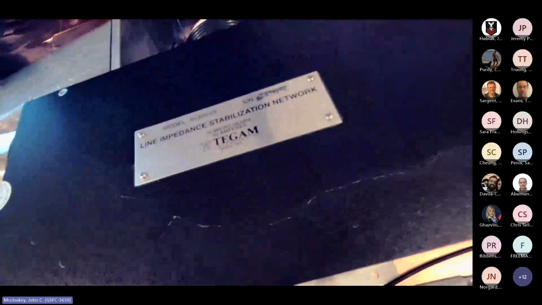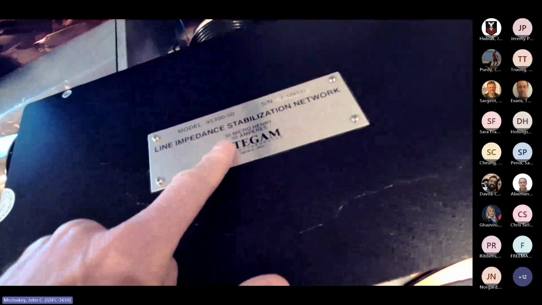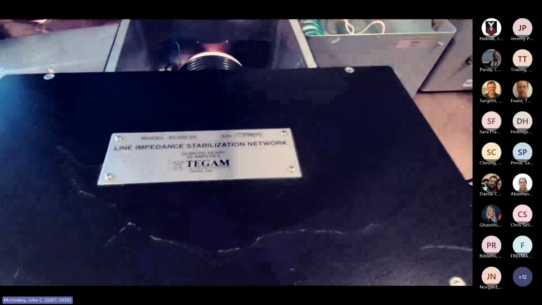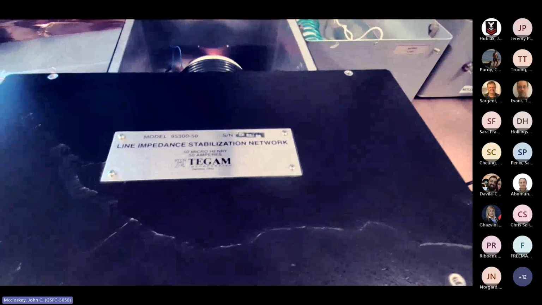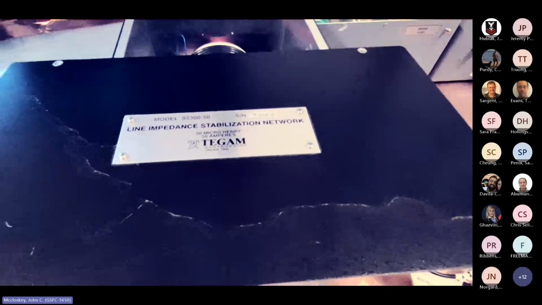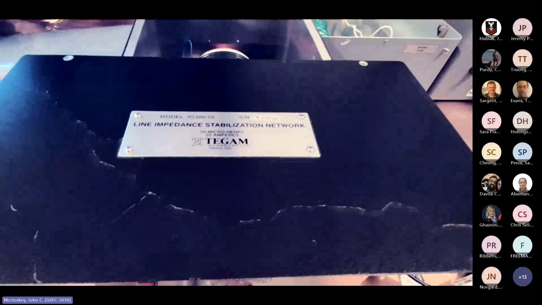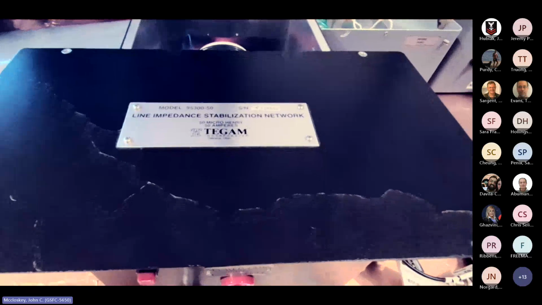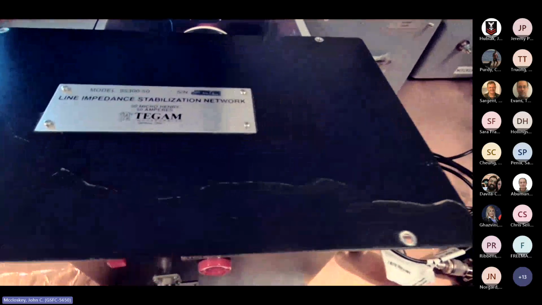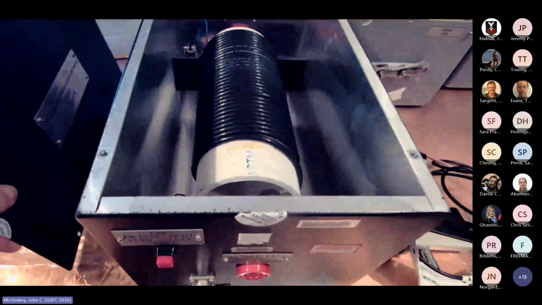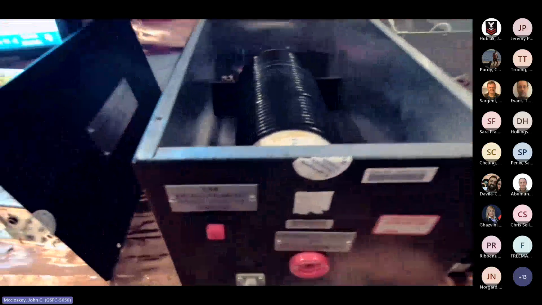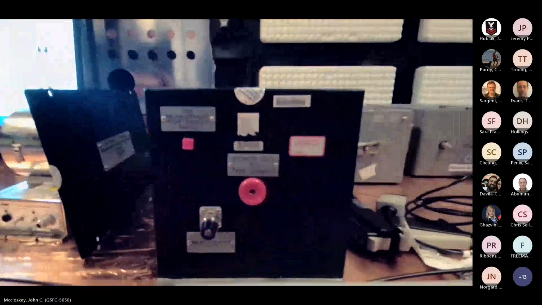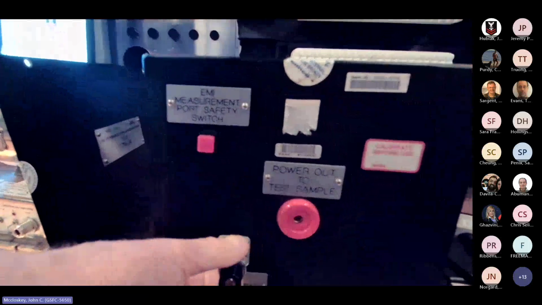Sorry, stabilization network. It says it right here on the label. A line impedance stabilization network is the impedances with respect to the chassis, as opposed to a differential impedance, that would be called a line impedance simulation network. And I'm going to show you a couple of those here in just a minute. But a line impedance stabilization network generally will have a measurement port, which is what we have here.